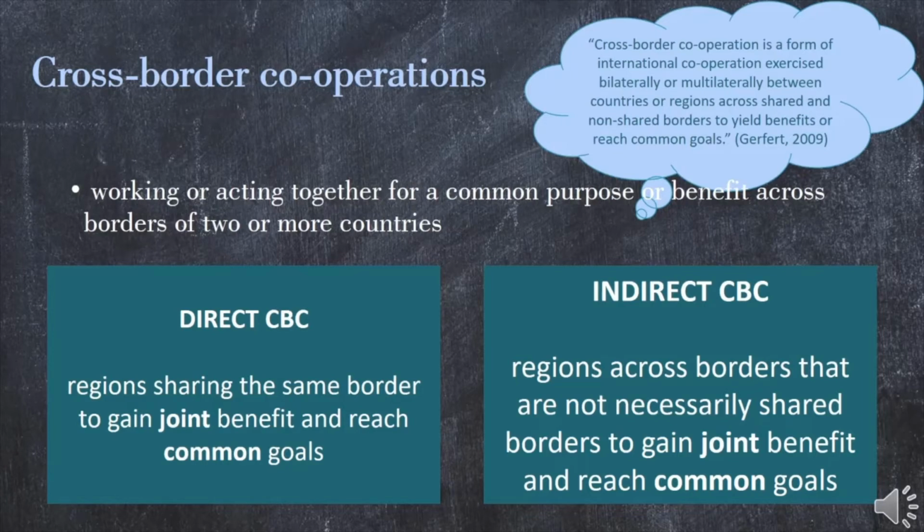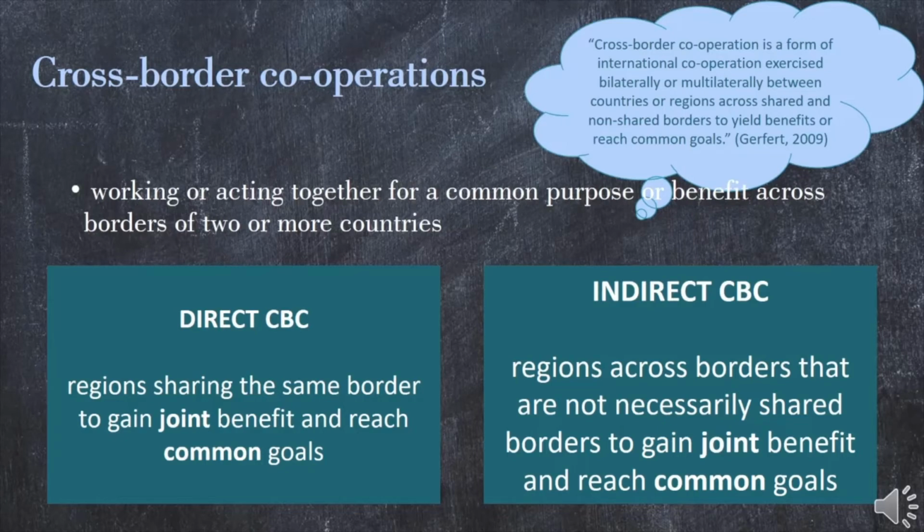Direct cross-border cooperation is a form of collaboration of different countries, regions, sharing the same border, intended to yield benefits and reach common goals. While indirect cross-border cooperation is a form of collaboration of different countries, regions across borders that are not necessarily shared borders. Relying on the above, Sonja Gerfeld proposed the following definition in 2009. Cross-border cooperation is a form of international cooperation exercised bilaterally or multilaterally between countries or regions across shared and not shared borders to yield benefits or reach common goals.